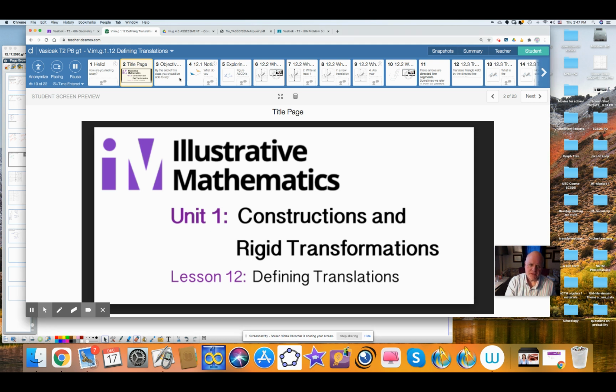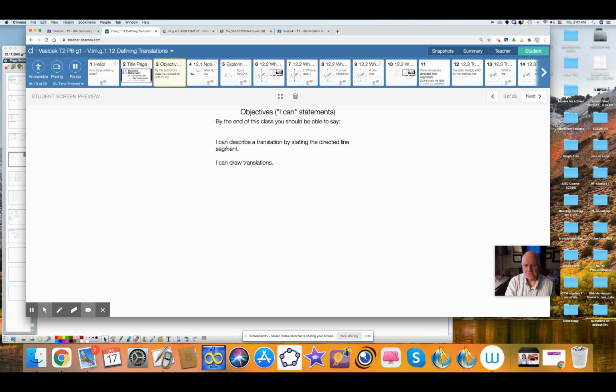By the end of the lesson, you should be able to say, I can describe a translation stating the directed line segment, and I can draw translations.